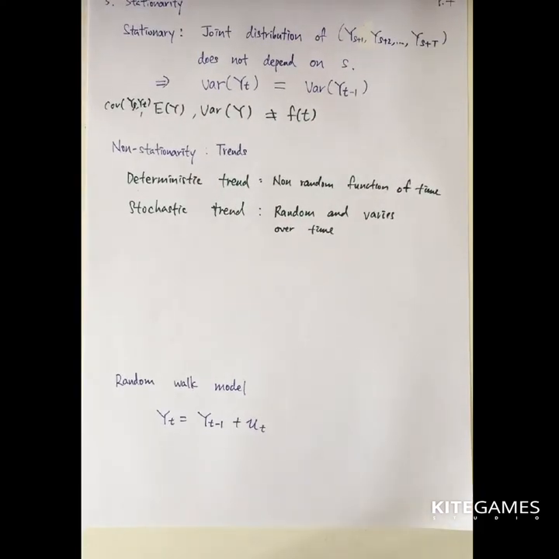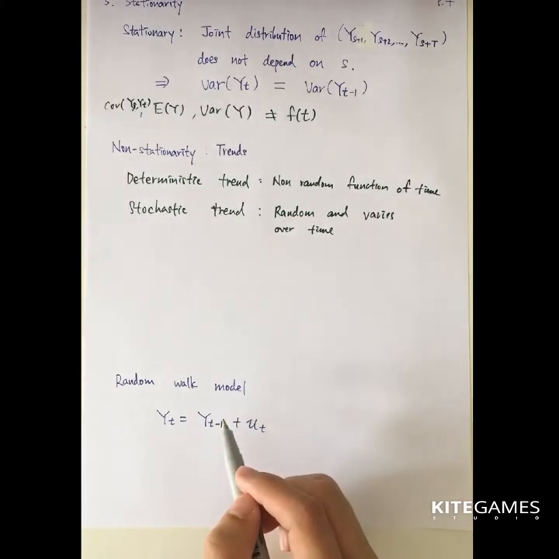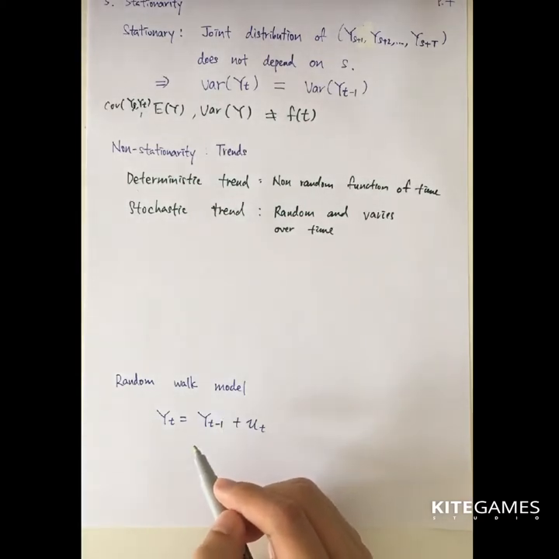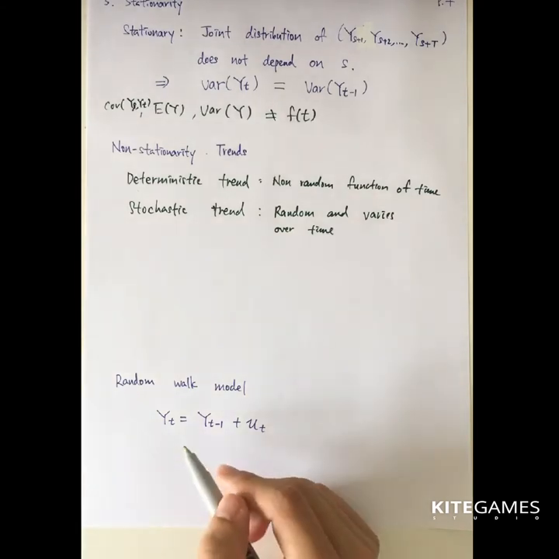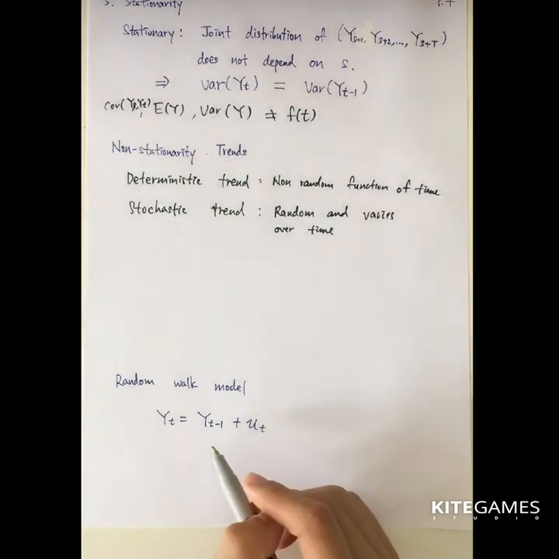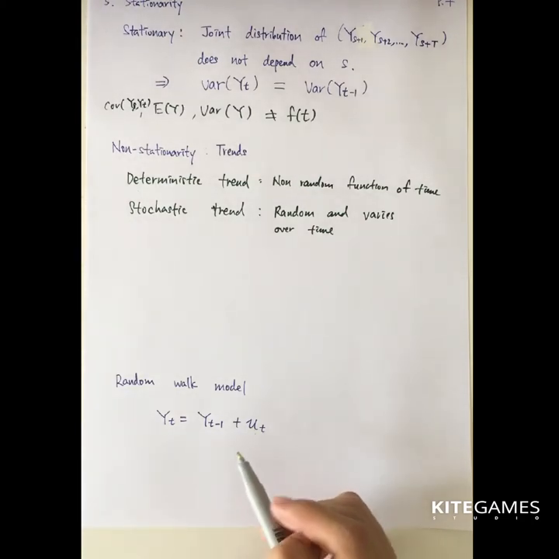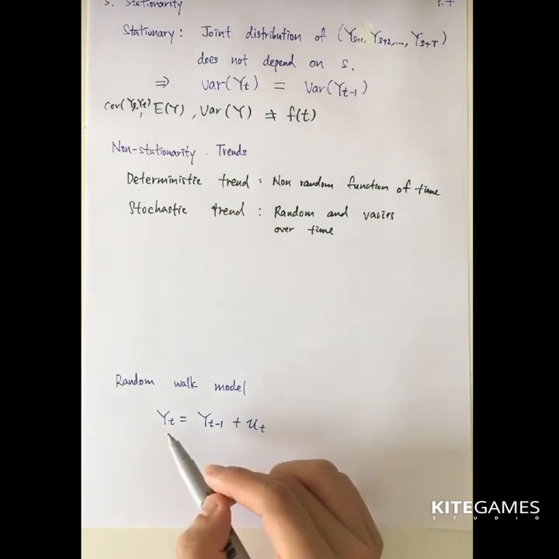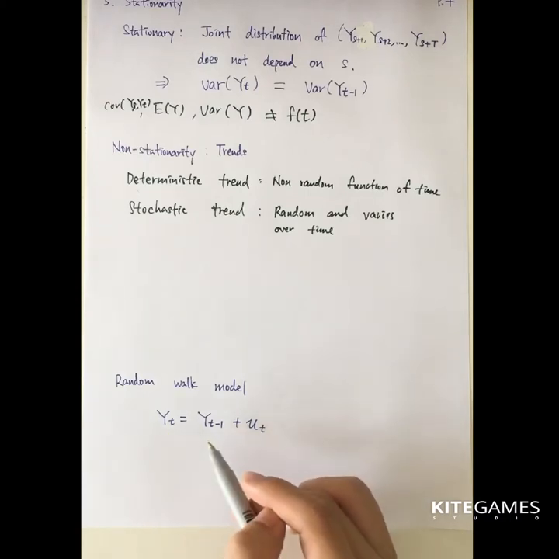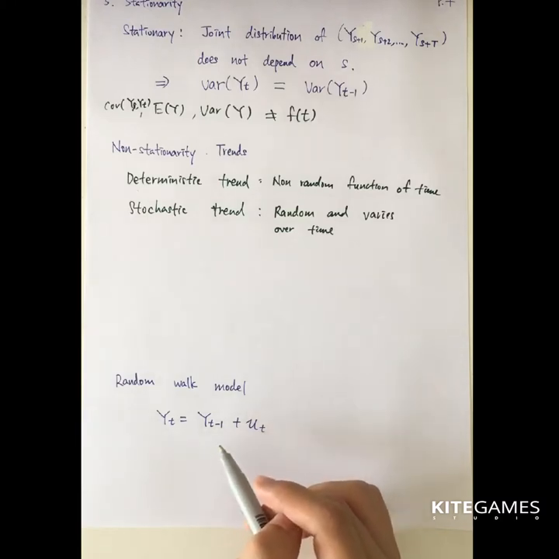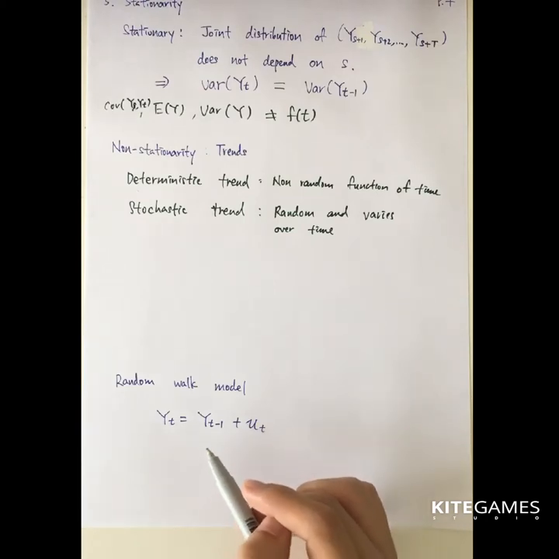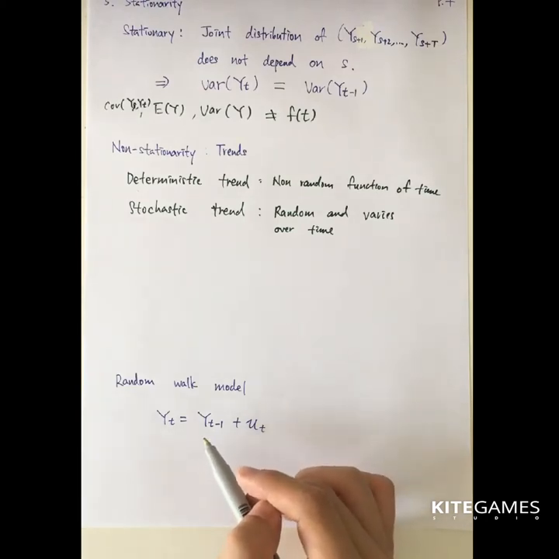One of the famous models is called the random walk model. Is the random walk model stationary or not? We are going to investigate. The random walk model is that yt is equal to y at the past period plus some error term. In finance, there are many applications based on this random walk model. Today's stock price or equity price is only a function of yesterday's price. Yesterday's information is the best prediction of today's stock price.